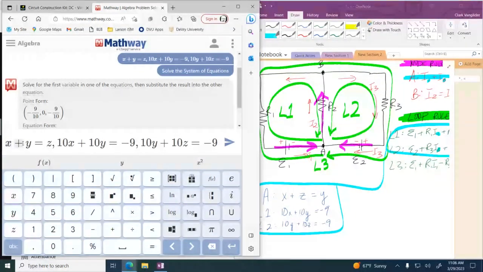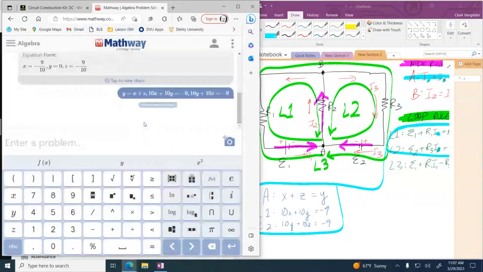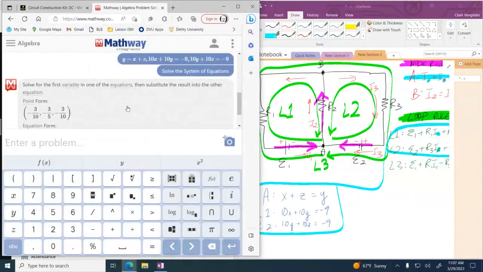Oh, I have that equation wrong. No wonder I get the wrong answer. It's not x plus y equals z. It's y equals x plus z. That didn't work like, there you go. All right, so you can see 3/10 and 3/5 as answers.